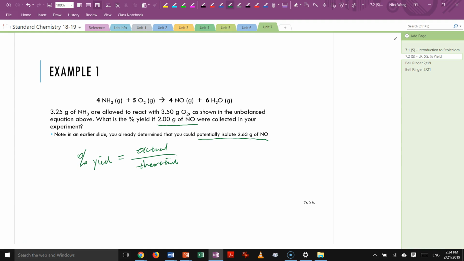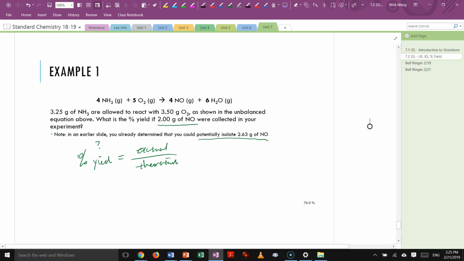The idea here is that we have to figure out what we have in this formula. We're being asked for the yield, right? We need to get that value. And then we have to see whether or not we're given actual and theoretical yields. Are we given an actual yield? Well, what is this 2.00 grams business?